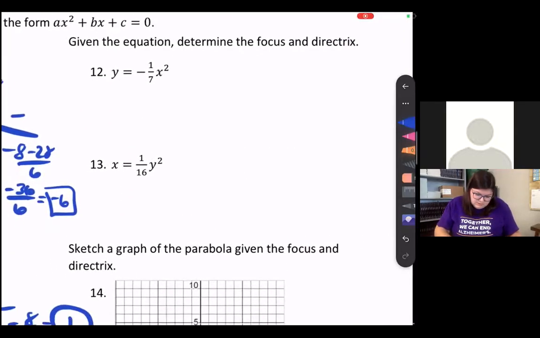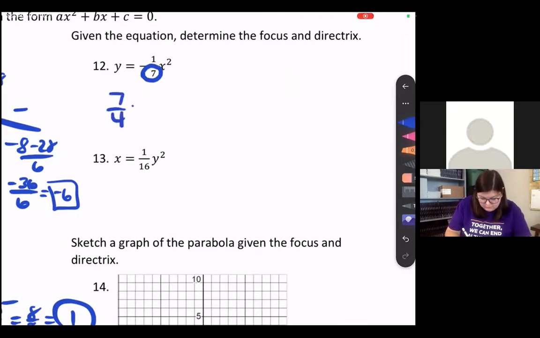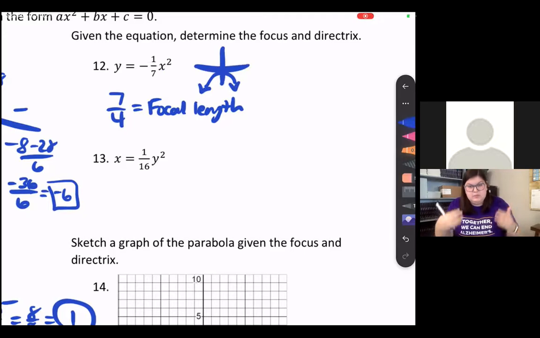Number 12, given the equation, determine the focus and the directrix. So again, the number below is we multiply the focal length by 4 to get it in there. So we're going to divide by 4. So we just have 7 over 4 equals the focal length. Okay, we know that this is going to be opening down because it's negative and it's a y equal. So it's y equals a negative, which means y tells me up or down, negative tells me down.